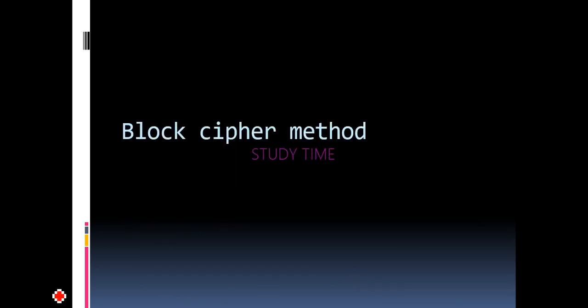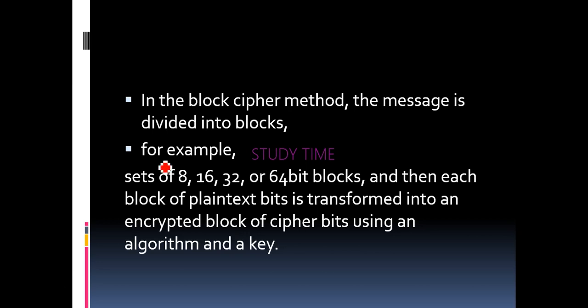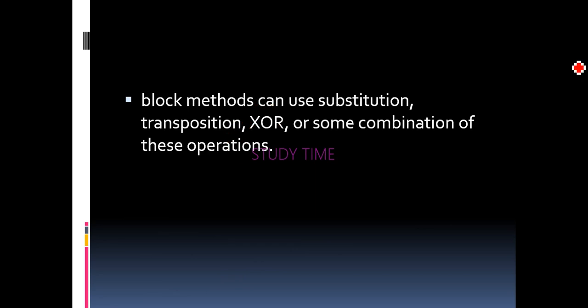Block cipher method. In the block cipher method, the message is divided into blocks. For example, sets of 8, 16, 32, or 64-bit blocks, and then each block of plain text bits is transformed into an encrypted block of cipher bits using an algorithm and a key. Block methods can use substitution, transposition, XOR, or some combination of these operations.